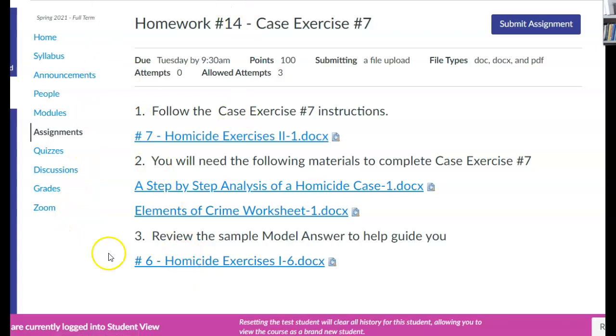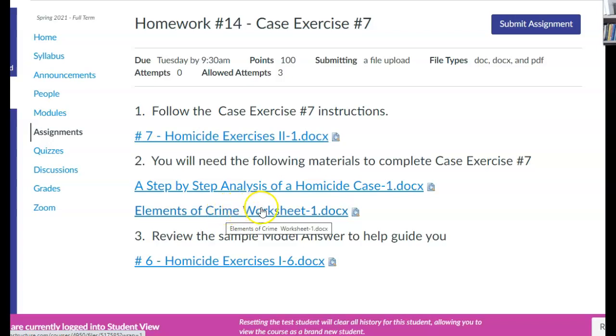So again, each homework that has a case exercise attached to it will appear in the modules for the chapter in which it's due. When you open it, you will see instructions, a step-by-step analysis, elements of a crime, and then a model answer, which, as I previously mentioned, I'll be sharing with you. All of the homework in Chapter 2, with the exception of homework number 16, involves completing a step-by-step analysis of a homicide crime and completion of an elements of a crime worksheet.